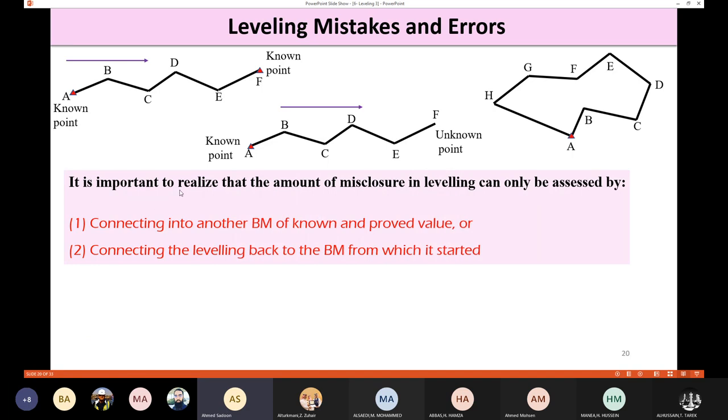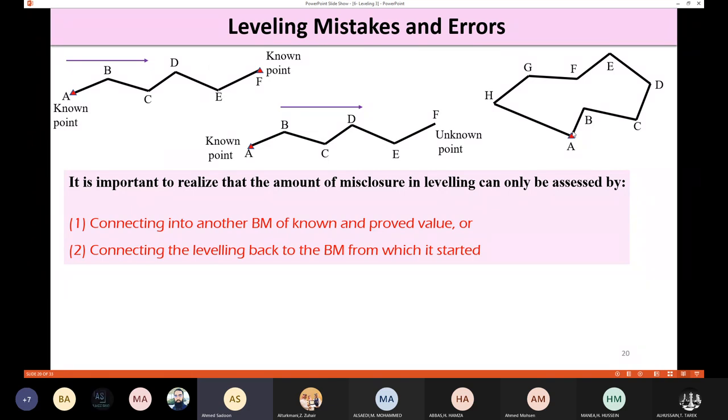So it's important to realize that the amount of misclosure, the error, in a leveling can only be assessed by connecting into another benchmark of known and proved value, or connecting the leveling back to the benchmark from which it started. This case, and this one is that case.